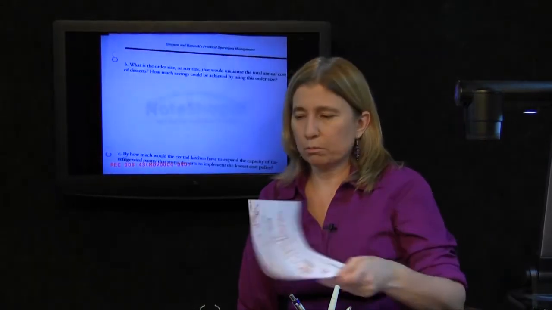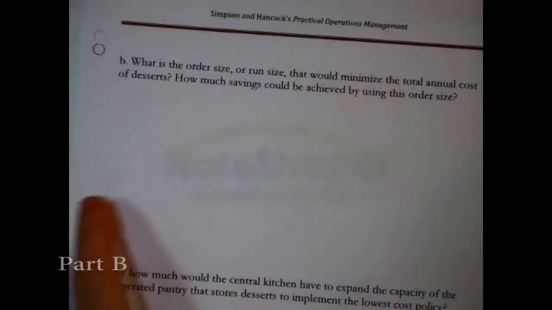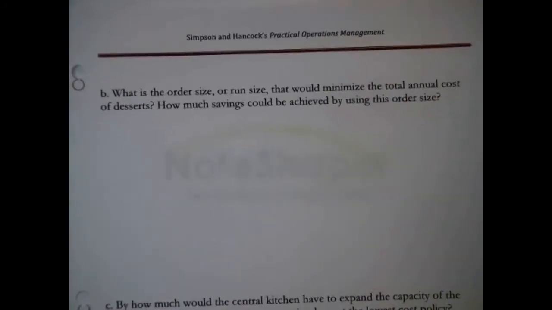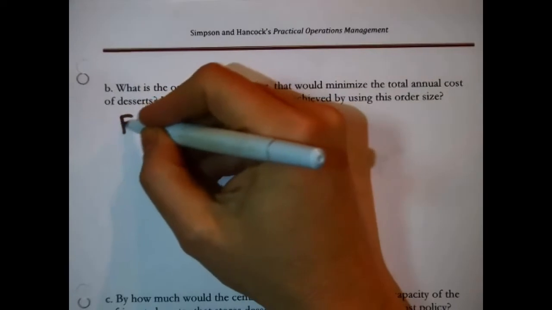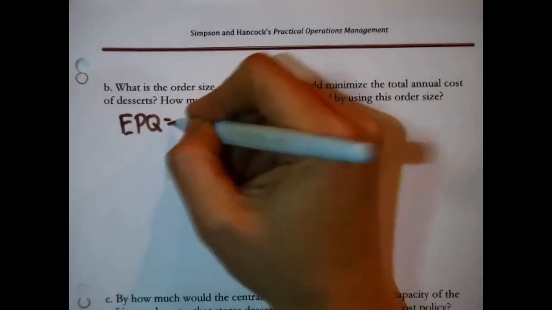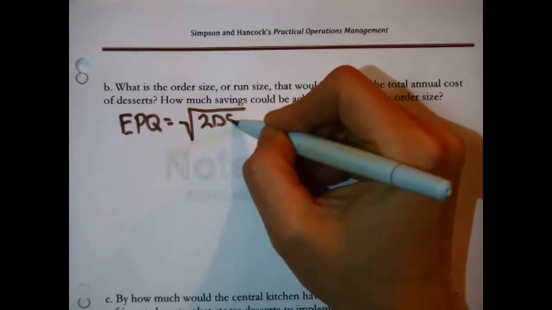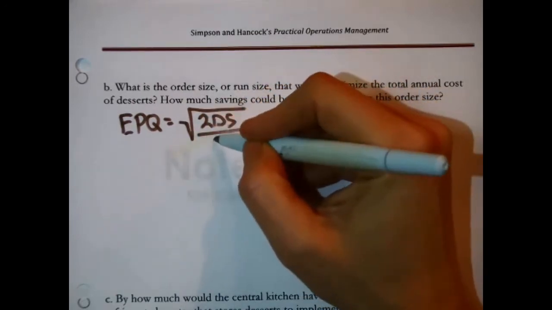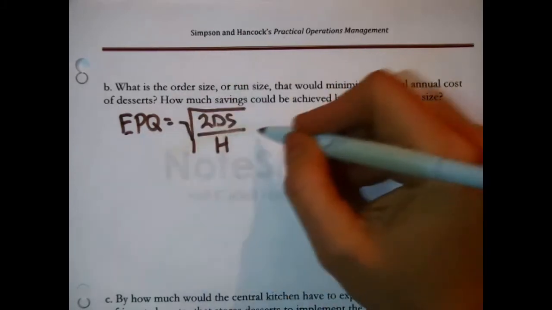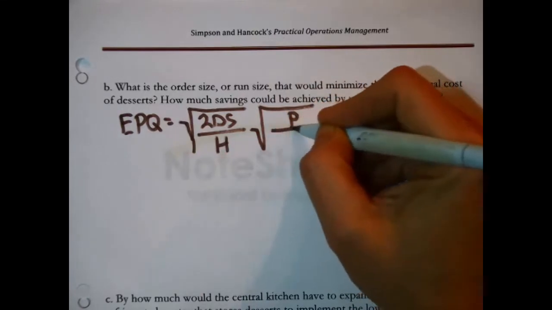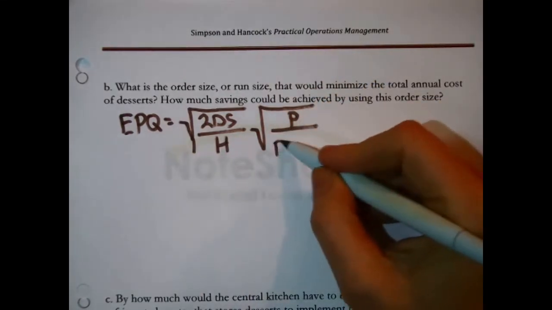What else do they want to know? What is the order size or run size that would minimize the total annual ordering and holding costs for desserts, and how much savings could be achieved by this order size? Okay, so finally, this is looking more familiar, like an EPQ formula. If you want to minimize those costs, you say, all right, well, the square root of 2 times d times s divided by h, except we remember that this is an EPQ scenario, so the formula goes on, times the square root of p over p minus d.